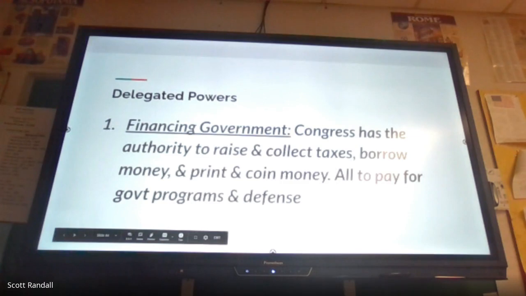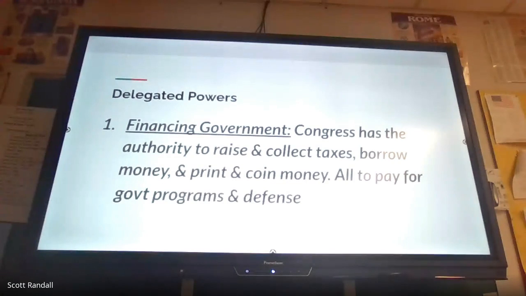A big one is financing the government, basically generating revenue. Revenue is money that the government takes in. A lot of that comes through collecting taxes, right? We talked about how for a long time incomes weren't taxed. That wasn't until the 16th Amendment that was established, with the IRS and that. But this also includes borrowing money. The government borrows a lot of money. Have you heard of the national debt? When they talk about the national debt, they're talking about the money that we've borrowed. Printing and coining money.